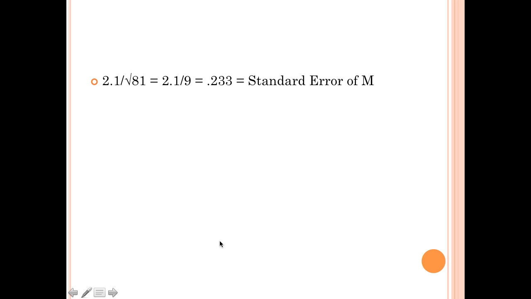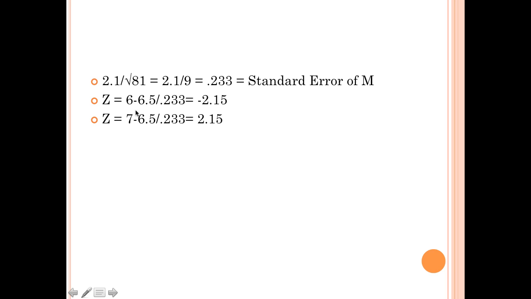So first you calculate the standard error of the mean, which is the population standard deviation, 2.1, divided by the square root of your sample size of 81, and that gives you 0.233. So now that you have the standard error of the mean, you can calculate the z-score for 6 pairs of shoes. So 6 minus the mean of 6.5 divided by the standard error of the mean of 0.233 will give you a z-score of negative 2.15.